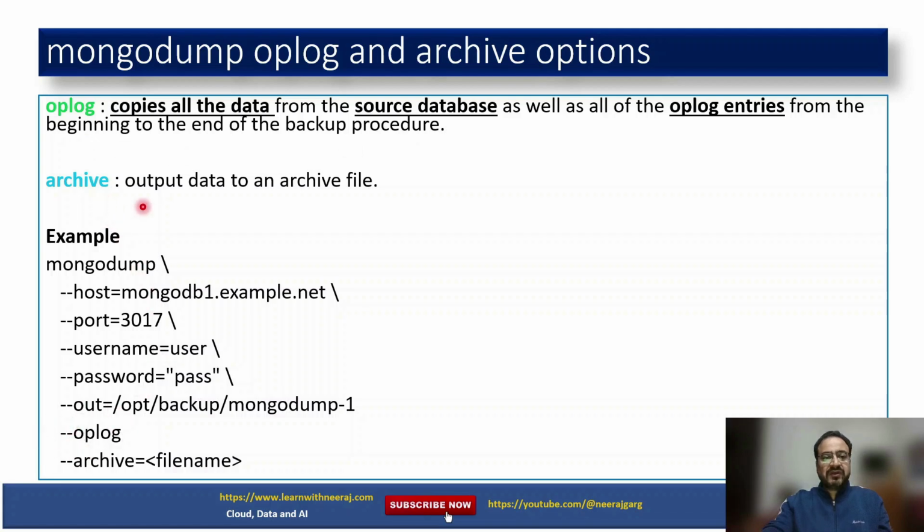And archive: when you take a backup, it creates multiple files for the respective database, collection, and the metadata. We can avoid that by providing this archive option. It will create a single archive file for all the collections mentioned. That is the advantage. It improves performance by creating a single file.